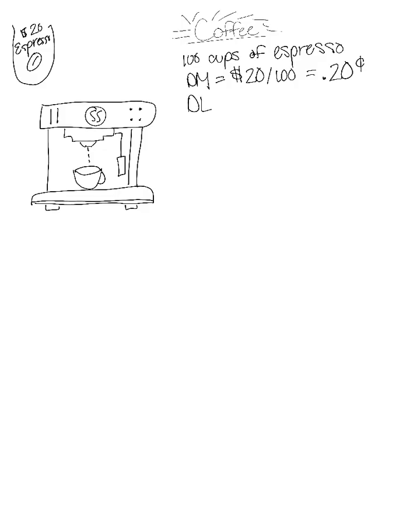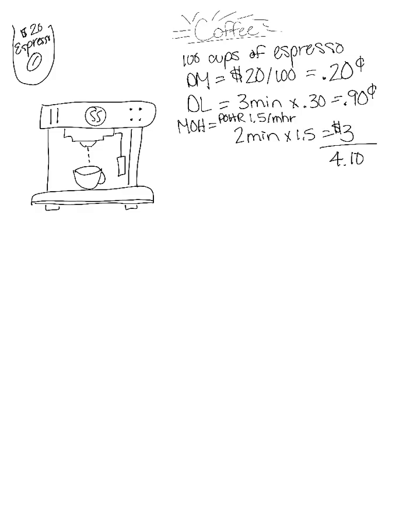As far as direct labor goes, each shot requires 3 minutes of barista time to do their thing and serve the espresso. We pay our baristas 30 cents per minute, which means that we have a direct labor cost of 90 cents per shot. We also have a predetermined overhead rate of $1.50 per machine hour. Each shot requires 2 minutes of espresso brewing process, which means that each shot of espresso will be allocated $3 of manufacturing overhead. When we add these three product costs together, we get a total product cost of $4.10 per shot of espresso.